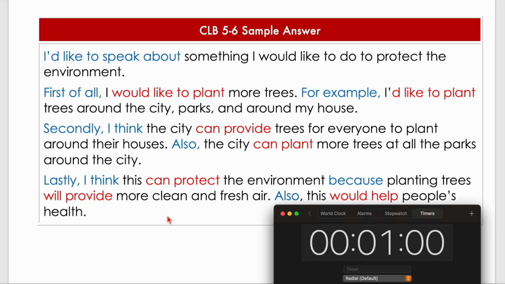Okay, everyone? And try speaking the whole answer in 1 minute. And then, if you can, try speaking it for 1 minute without reading, from your knowledge, not memory. Okay?